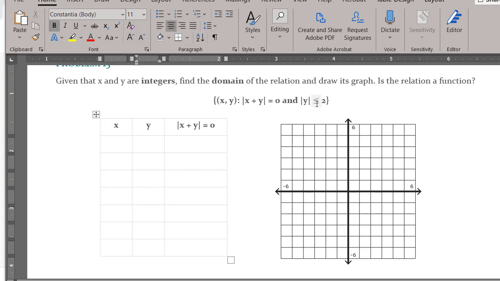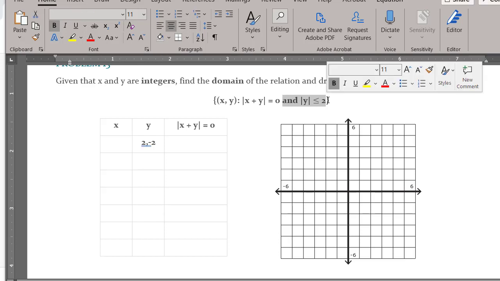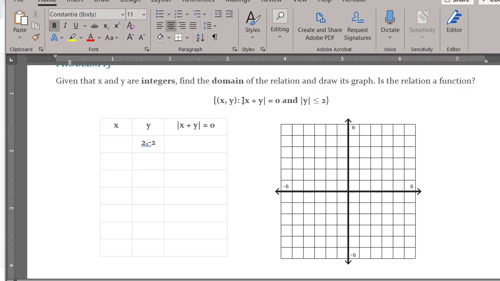So it could be 2 or it could be minus 2, right? The absolute value of 2 is 2 and the absolute value of negative 2 is 2. So that satisfies my limitation on the range. We also have to satisfy the equation. Actually, I'm going to separate these two because they give us different results for x. So I'm going to pick 2 for y.